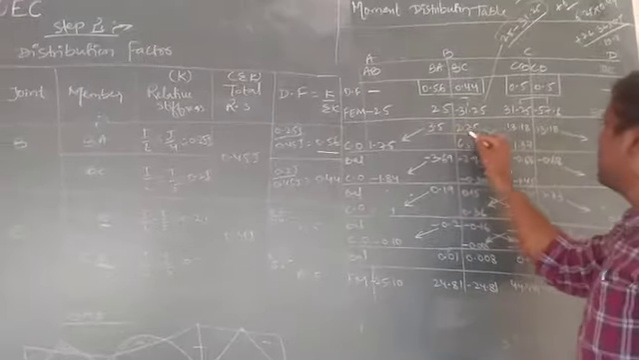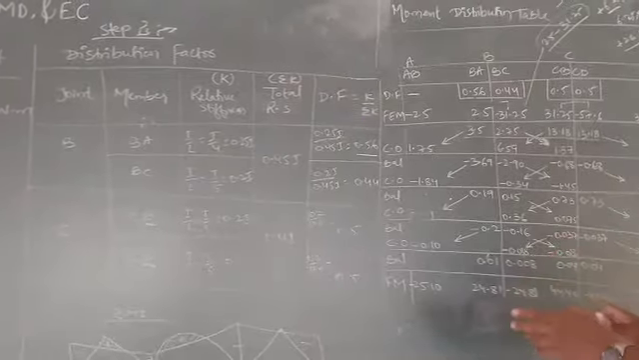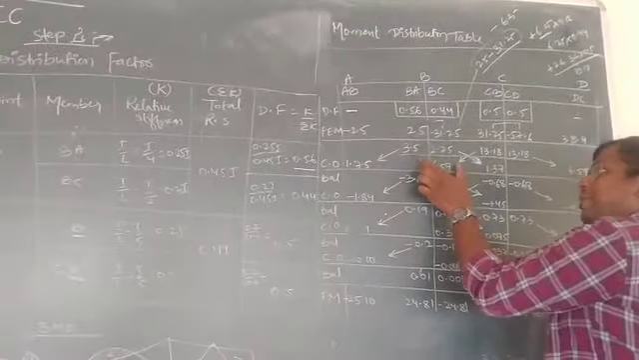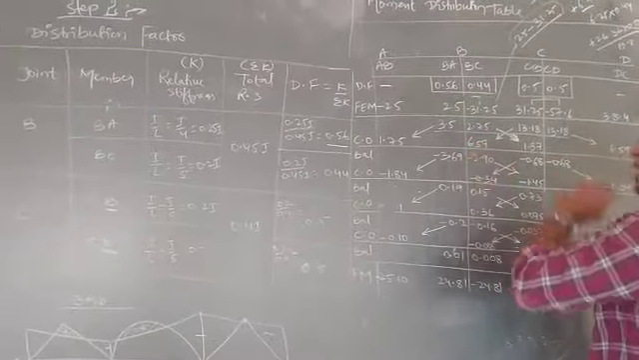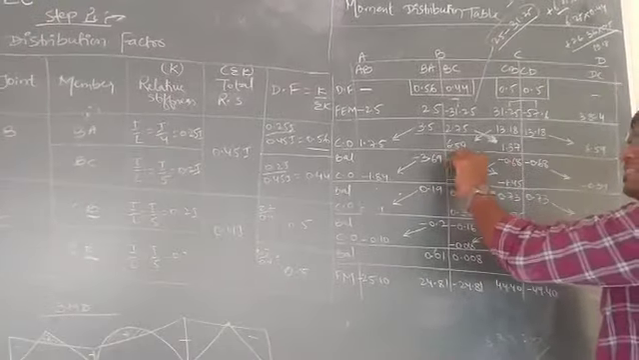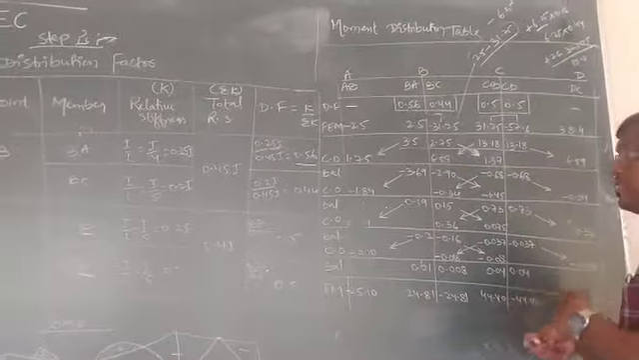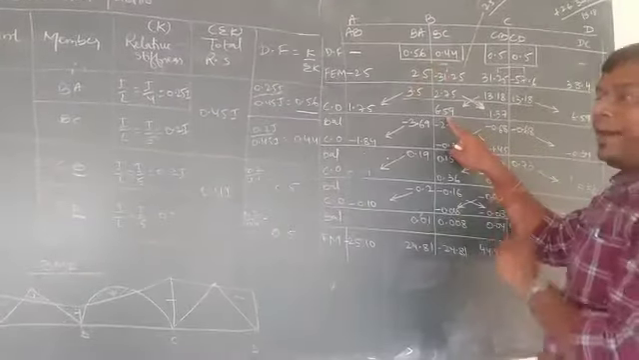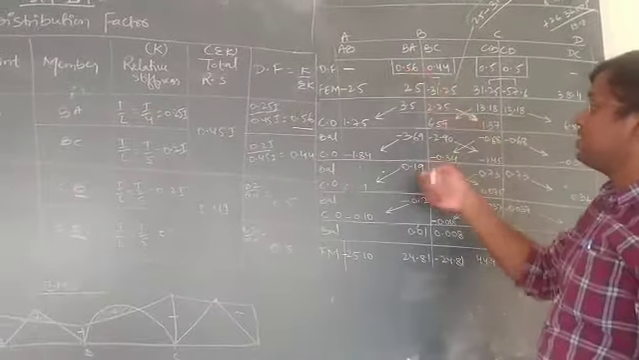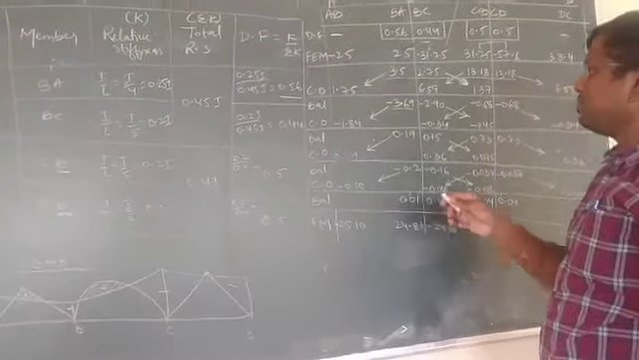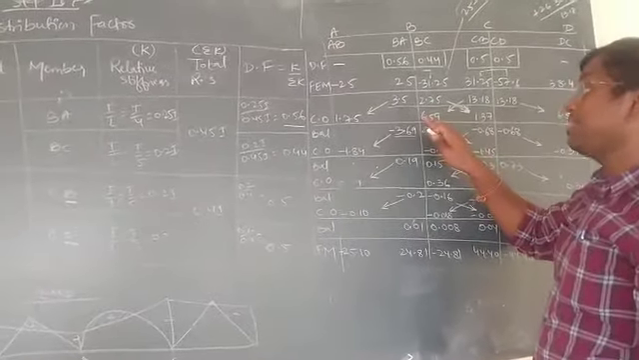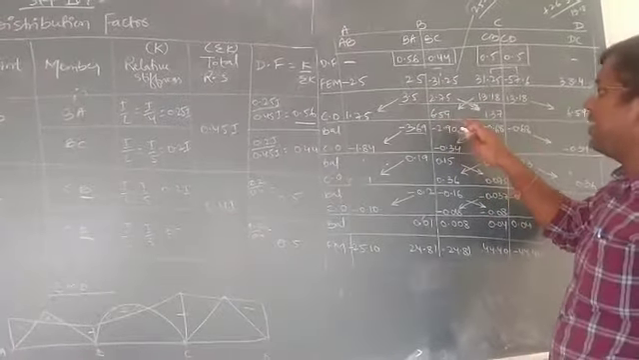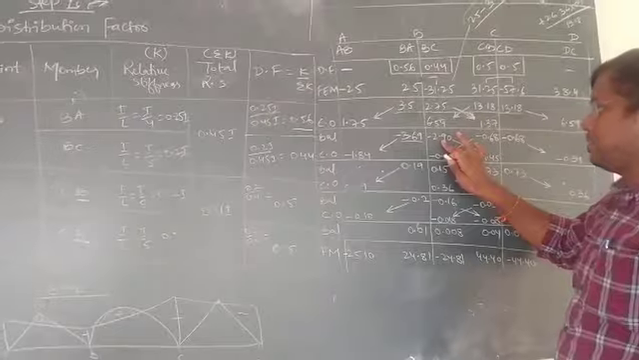Now, up to this stage, the moment was balanced. Now, because of this carry over, again this joint got disturbed. This joint is imbalanced now by 6.59 moment. It is plus 6.59. To balance this, I need minus 6.59. So minus 6.59 multiplied by 0.56, you will get minus 3.69. Again, minus 6.59, the balancing moment will be in opposite sign, multiplied by 0.44, we will get minus 2.90.